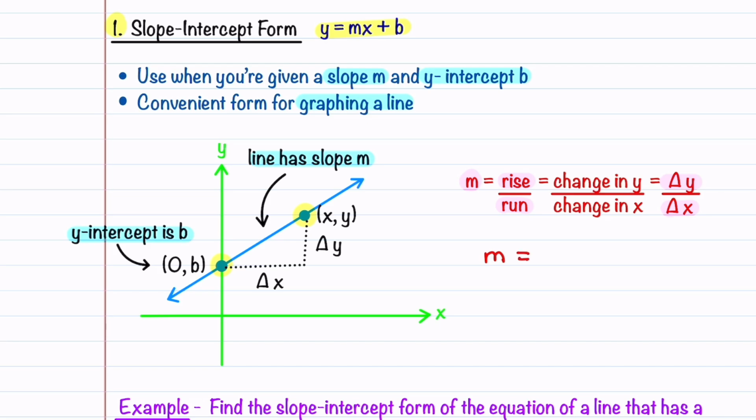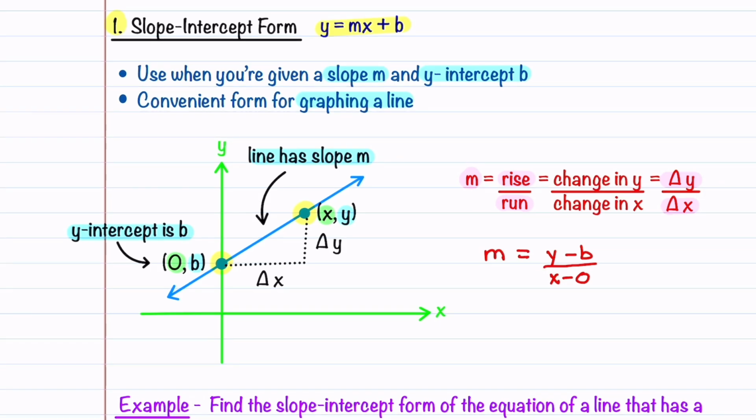m is equal to the change in y, which is y minus b, all divided by the change in x, which is x minus 0. Let's now solve this equation for y. We'll multiply both sides of the equation by x, and we'll get mx = y − b. We'll then solve for y and get the slope-intercept equation y = mx + b.